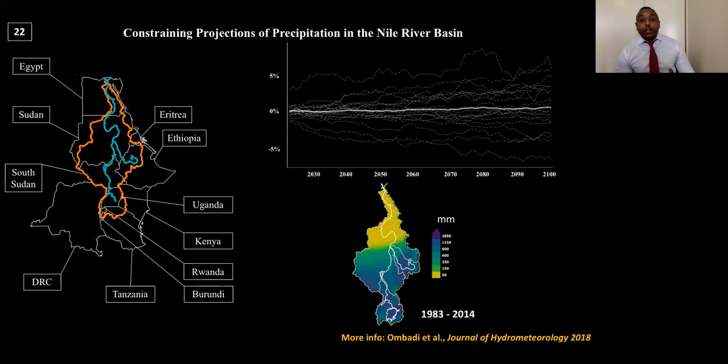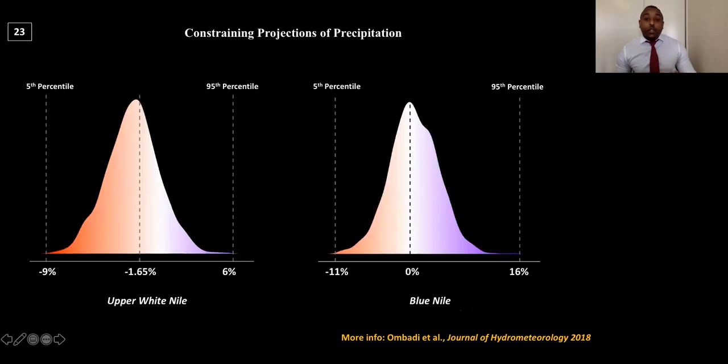So in this particular study, I was interested to combine these two pieces of information to come up with constrained and more informative projections of precipitation in the Nile River Basin. And what I ended up doing here is using a Bayesian model averaging approach. So in this framework, every model is assigned a weight according to its performance in simulating precipitation in the past. And by doing so, we were able to obtain distributions of projections in the Nile River Basin.